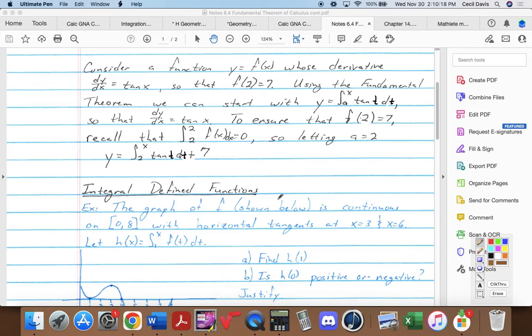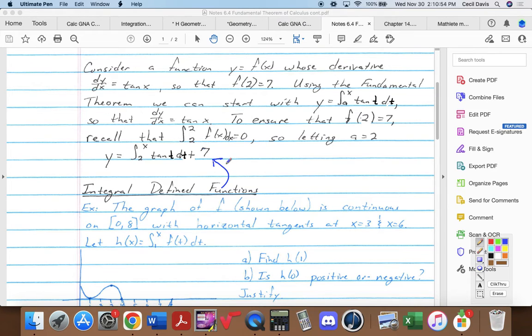Okay. So this is sometimes called an integral defined function, which is what we're talking about here. It's a function that's not defined in terms of a polynomial or a rational function or a trig function or a logarithmic function or any of those other ones that you're familiar with. We've now defined the function in terms of an integral. You'll do a little bit of problems like this.